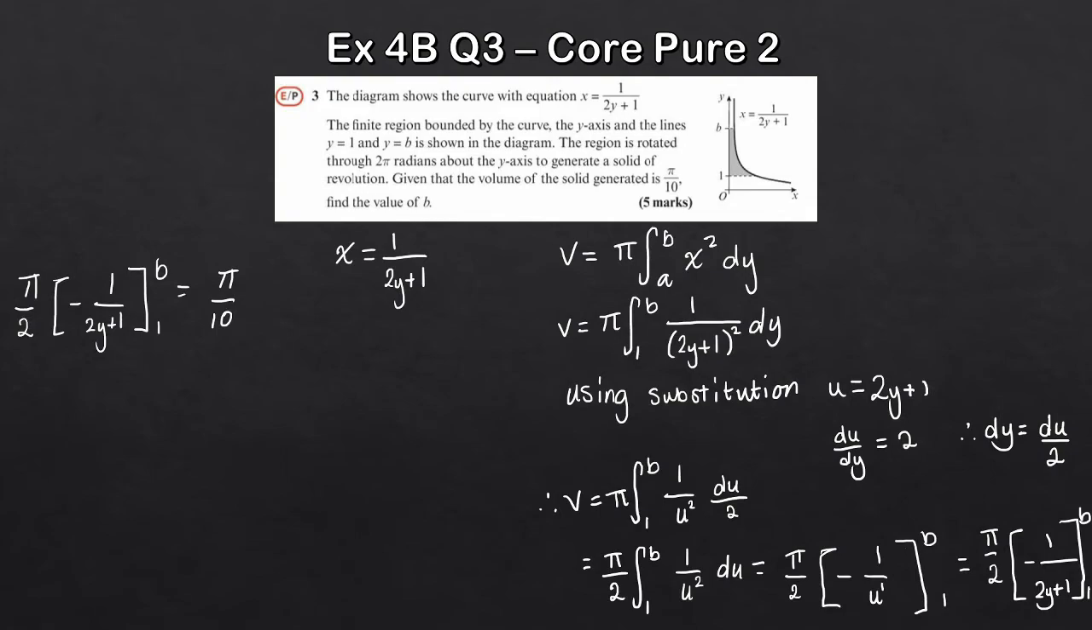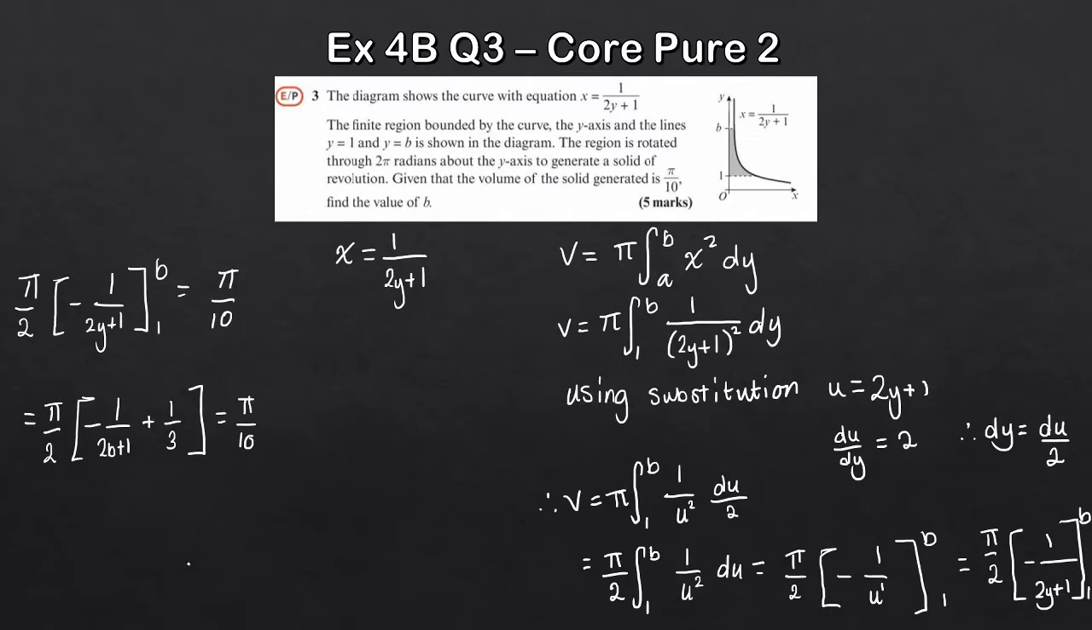Okay, so at this stage we just want to start simplifying and solving. At first, let's just put in our limits. So this is pi over 2. Put b in, you're going to get minus 1 over 2b plus 1. And if you put 1 in, this is minus 1 over 2 times 1 plus 1, so that would be minus 1 over 3. But remember, this is minus 1 over 3, so it's plus 1 over 3. This is equal to pi over 10. And now we can start solving.